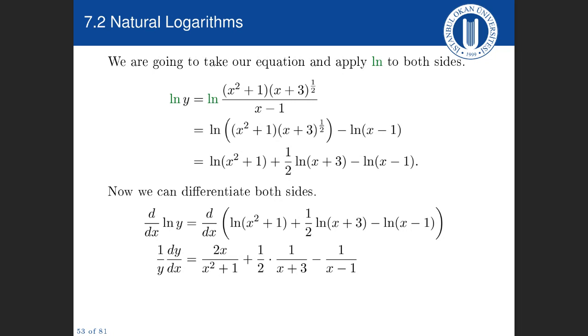On the right side, again, chain rule. Derivative of ln x squared plus 1 is going to be 1 divided by x squared plus 1 multiplied by the derivative of x squared plus 1. So 2x over x squared plus 1, times a half. Derivative of ln x plus 3 is just 1 over x plus 3. Derivative of ln x minus 1 is 1 over x minus 1.